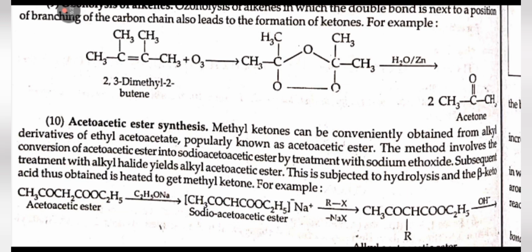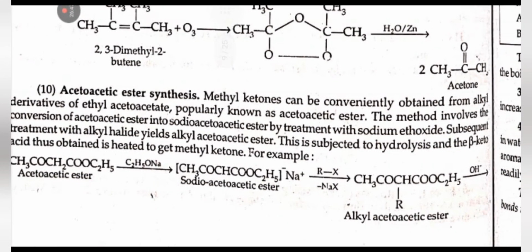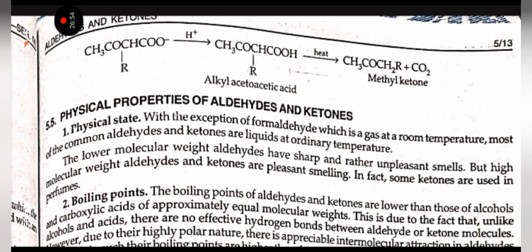For example, acetoacetic ester on reaction with C2H5ONa will give sodioacetoacetic ester. On reaction with RX it gives alkyl acetoacetic ester. On further reaction with OH negative it gives alkyl acetoacetic acid. On heating it gives methyl ketone plus H2O.